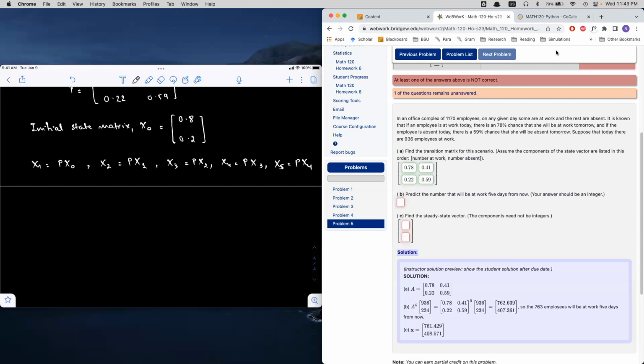Now, when you do the calculation, you may recognize that the number of employees may not be a whole number. Right? So round to the next number. For example, in my case, the number of employees is going to be 762.639. So that's not a whole number. So I'm going to round it up to 763. Okay, so on and so forth.